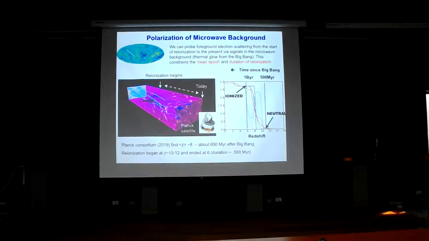And the vectors of this polarization are sensitive to electron scattering. So remember, the universe is neutral to begin with and then becomes ionized. So there's a column of electrons between us and when reionization begins. And this scattering, Thomson scattering or electron scattering of the microwave background, is a measurable quantity with the Planck satellite. And the Planck mission claims that the universe was neutral, that is, neutral atomic hydrogen, about 500 million years after the Big Bang, and in only a further 500 million years, transitioned from being neutral to being fully ionized.